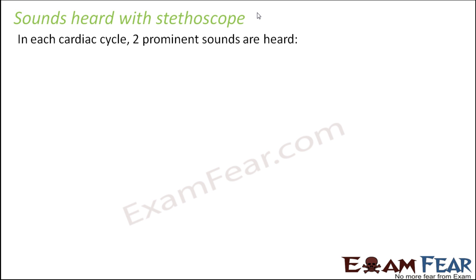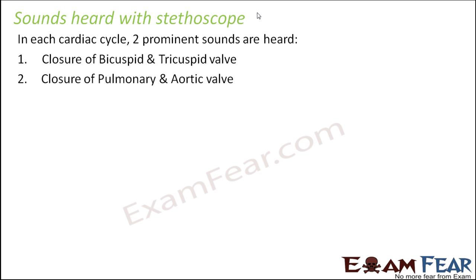And when are these two sounds heard? The first sound is heard when the bicuspid and the tricuspid valve closes. So when the bicuspid and tricuspid valve closes, then what happens? That means that the blood has already entered from the auricles to the ventricles. After it has entered into the ventricles, the bicuspid and tricuspid valve closes, and that closure gives a sound.